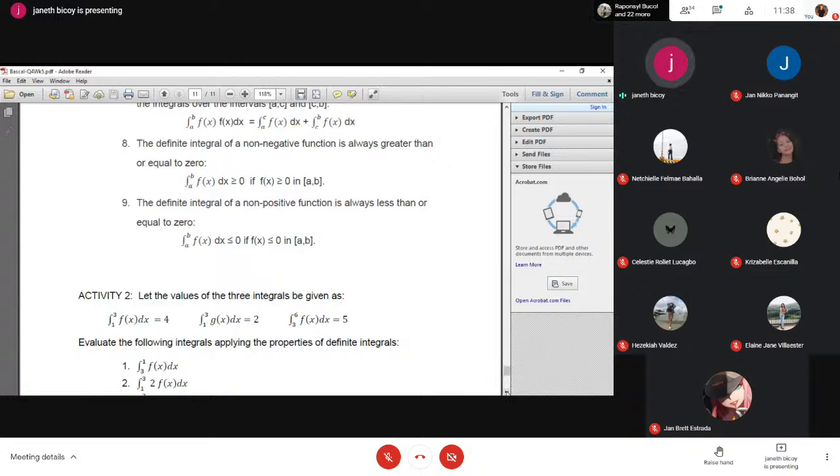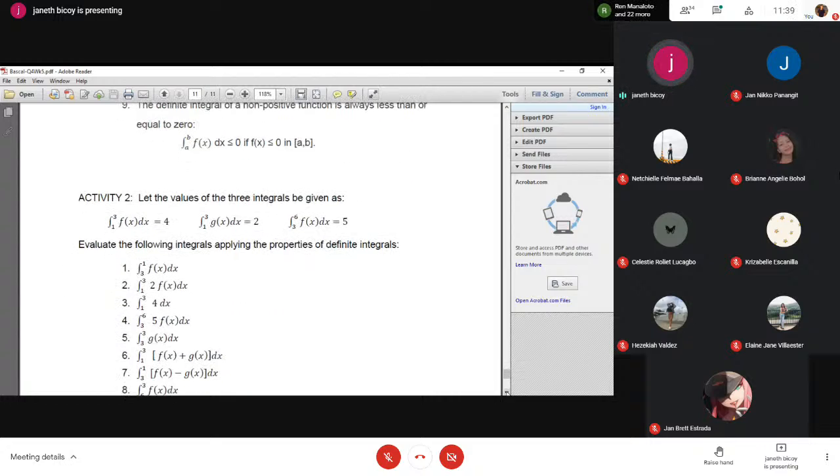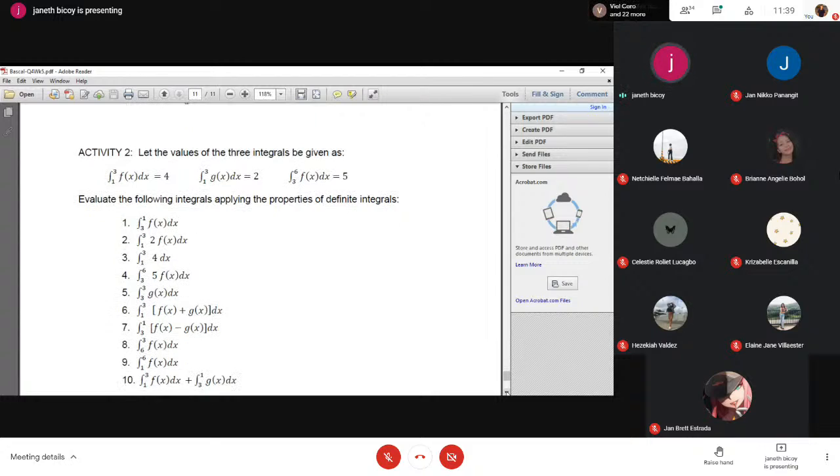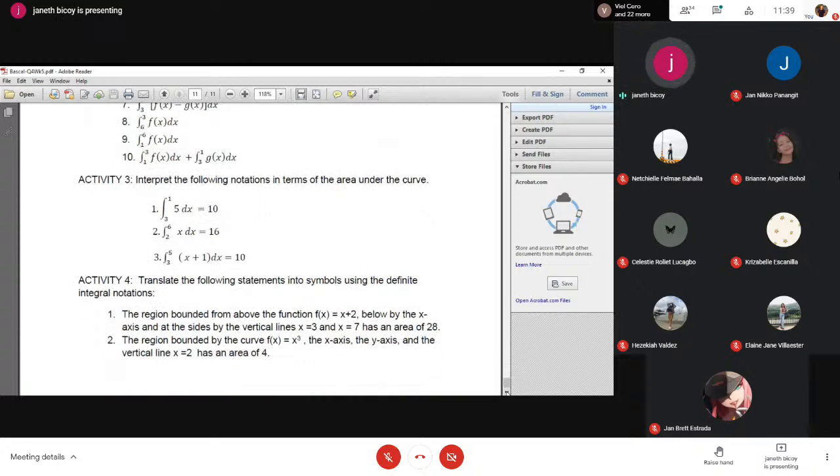Okay, so activity 2: evaluate using only the properties, properties 1 to 9. Here, use only 1 to 10. Okay, somebody asked me about activity 3 and 4. Ma'am, how do we interpret? Just write what it means.